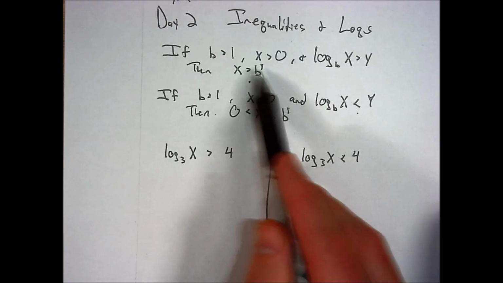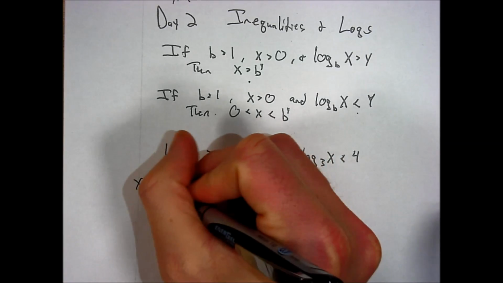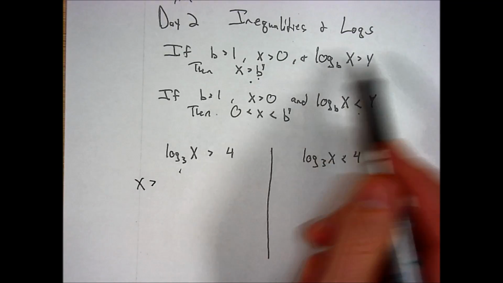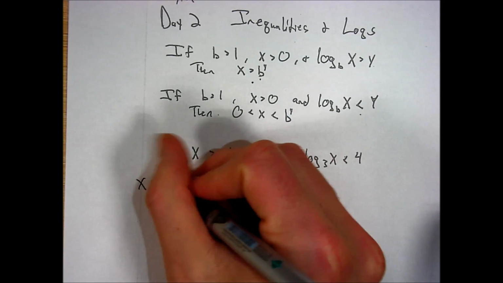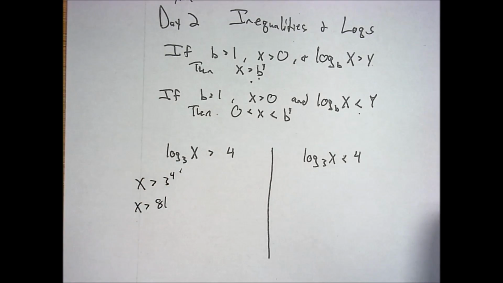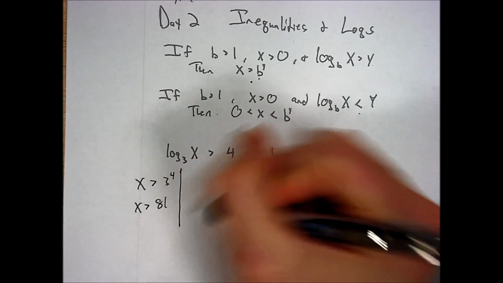Okay, so let's do our shortcut here. X is greater than the base 3 to my y, 4, greater than 3 to the 4th. X is greater than 81. Pretty short and sweet. What if I forgot?